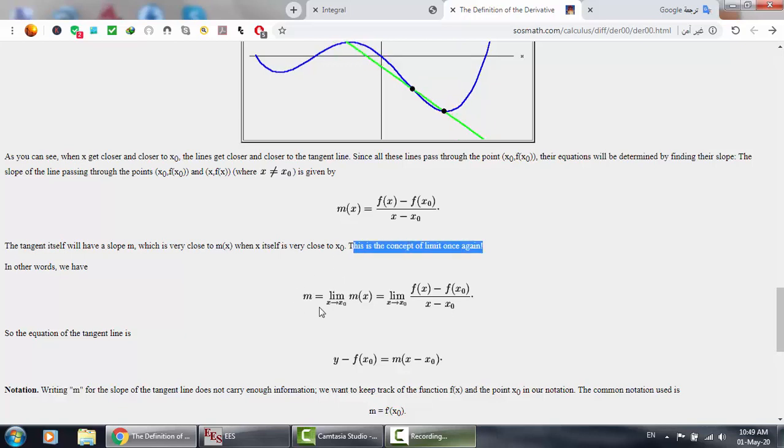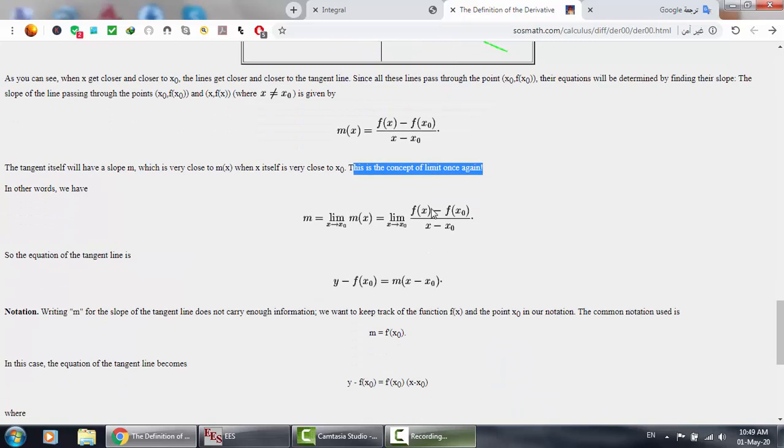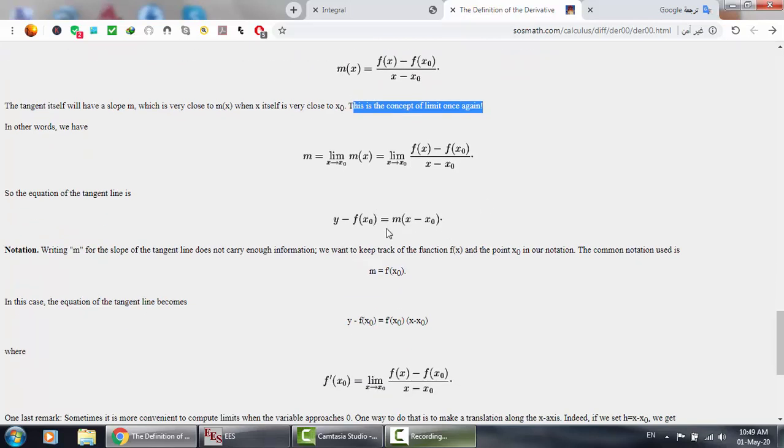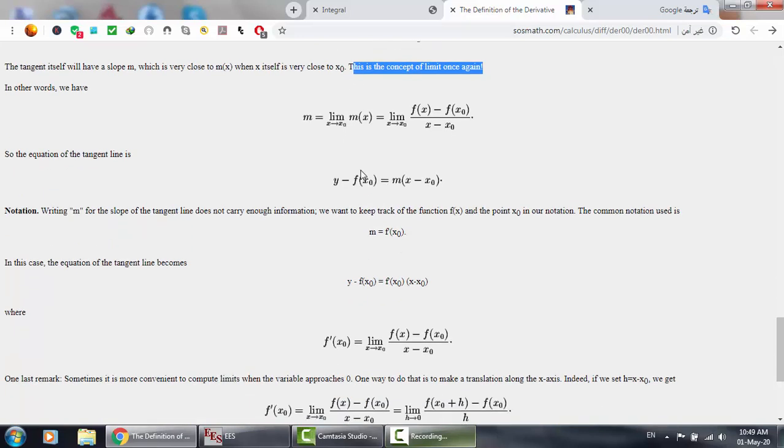Okay, so the slope in this case will be the limit. So the slope is equal to the limit, and the rate of change means the derivative. And you can get, of course, the equation of the straight line by knowing a point and the slope of it. To get the slope, you have to take the limit. So this makes sense, okay?